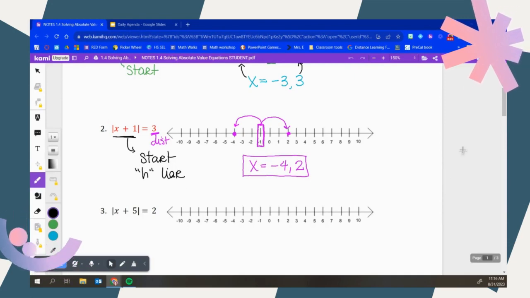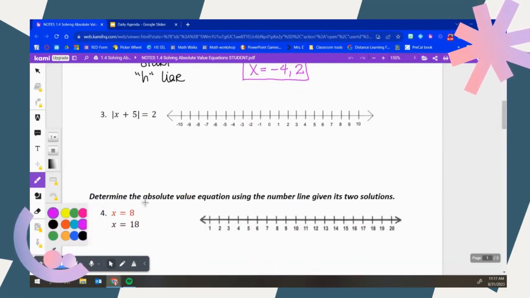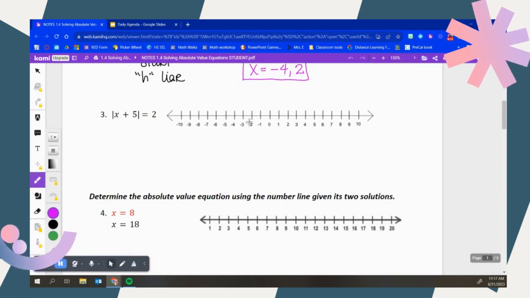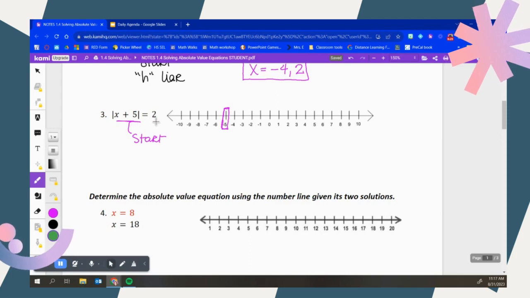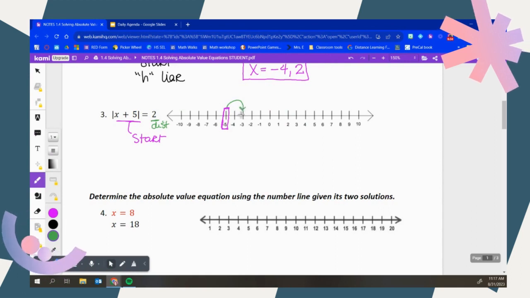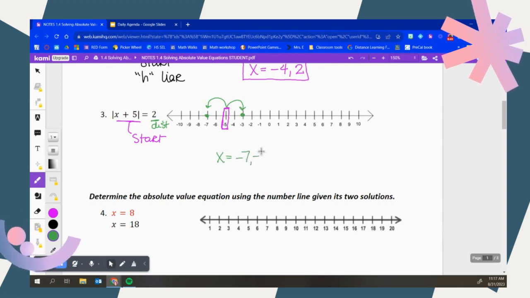Let's check number 3. Let's see if we got it. If it's absolute value of x plus 5, where's it telling me to start? Negative 5. Good, we're going to start at negative 5, right over here. Again, x plus 5 is our starting point, but it's not a positive 5, it's a negative 5, right? Okay, what's our distance? Where are we going? Distance of 2. So I'm going to go from here 2 to the right and 2 back to the left. So my solutions are negative 7 and negative 3.